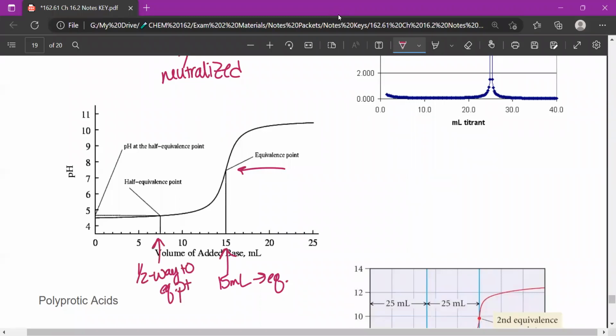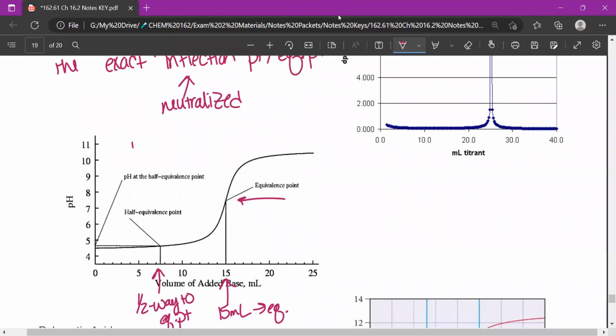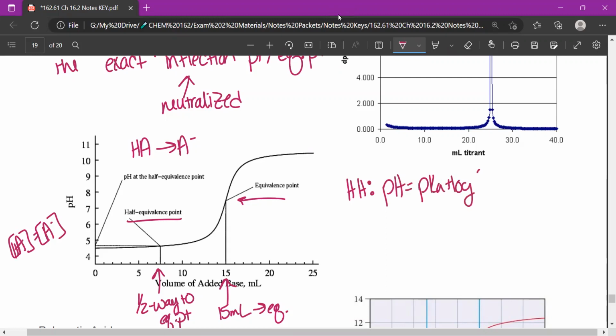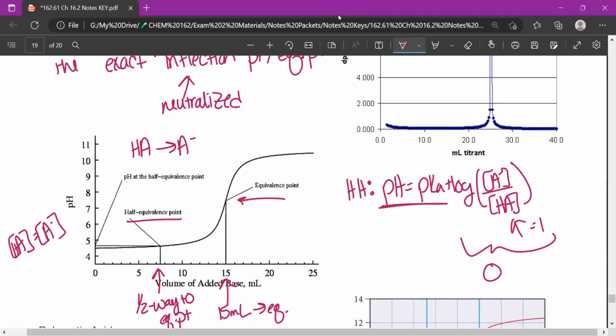Why is this point significant? Well, when we are halfway to the equivalence point, that means that half of the HA has turned into A minus. Now, if half of it has been converted, that means I have the exact same amount of HA and A minus. So at the half equivalence point, HA equals A minus. Now I want you to think back to the Henderson-Hasselbalch equation: pH equals pKa plus the log of A minus over HA. If this equals 1, then this whole part is 0, and that is where the pH equals the pKa. So at the halfway to the equivalence point, pH equals pKa. That's why this point is significant.